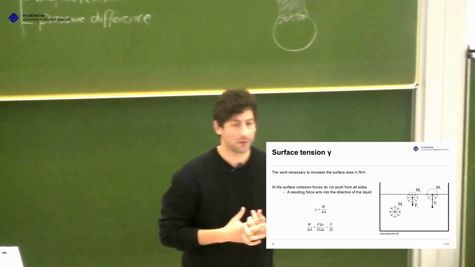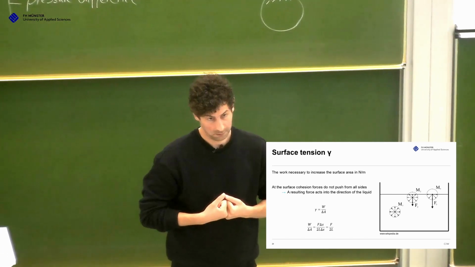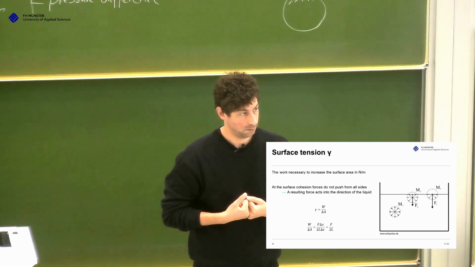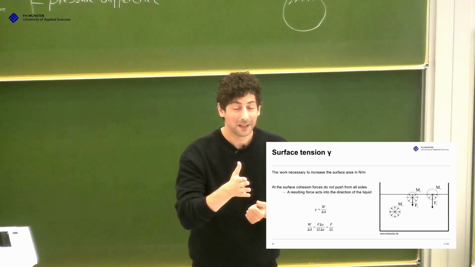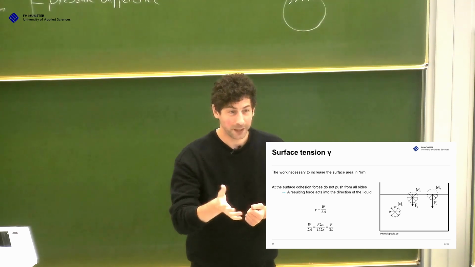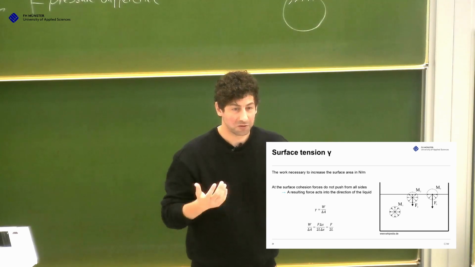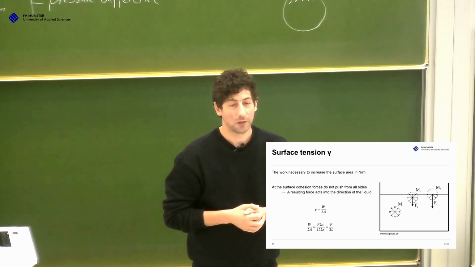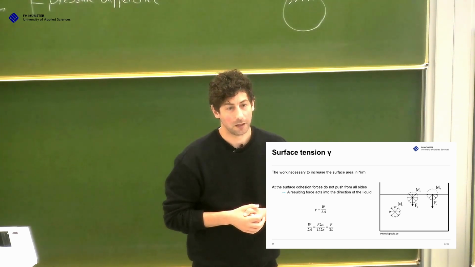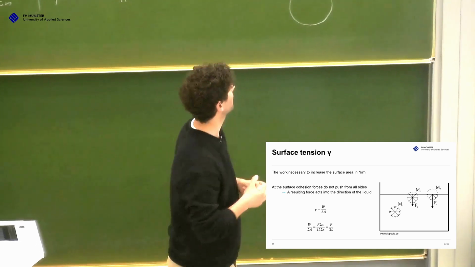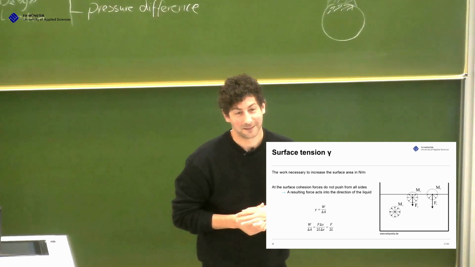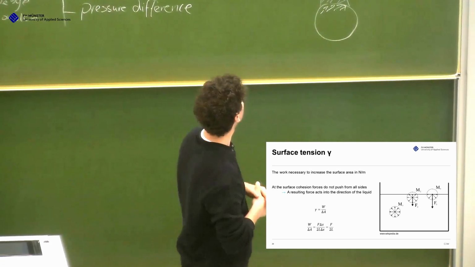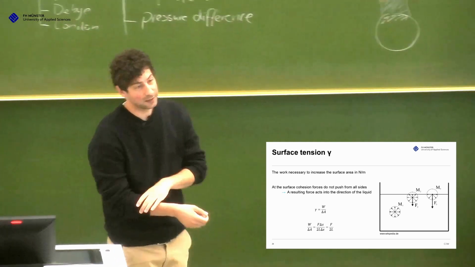What is the unit of surface tension? Newton per meter, and why it's weird, or is okay? What is the unit of tension? Newton per square meter, exactly. So did I make an error here? No, I didn't make an error, and this is what you see in the definition.